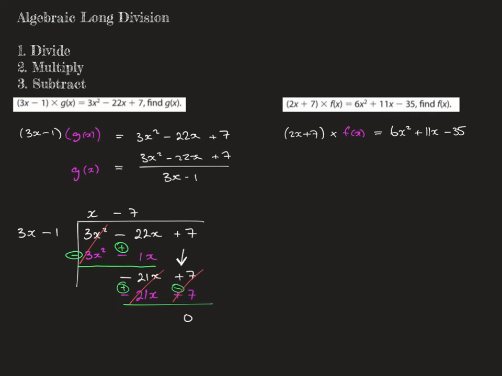but I want to get f of x by itself. So to get f of x by itself, I need to do the opposite to multiply, and the opposite to multiply is divide.